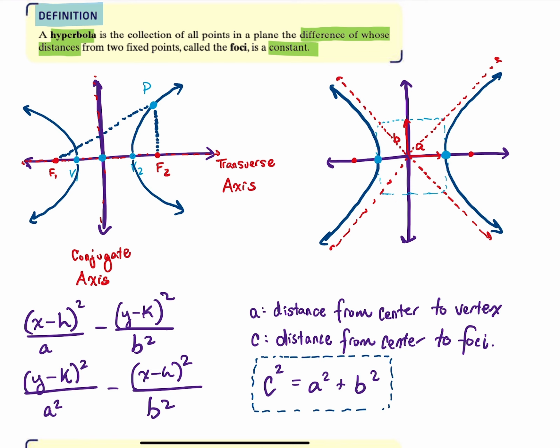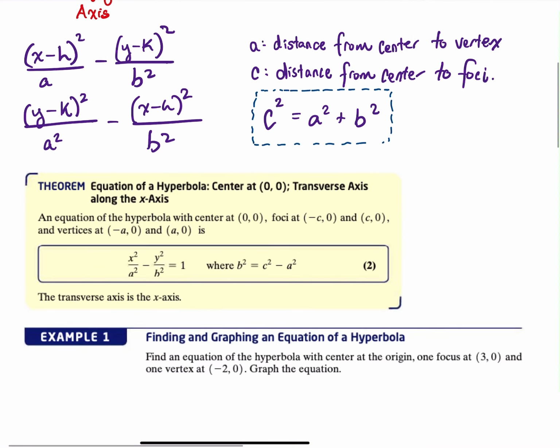So we'll start as before with hyperbolas that are centered at the origin. So imagine h and k are both 0. So we'll just have x squared and y squared show up in our numerators. So that's our first example here.